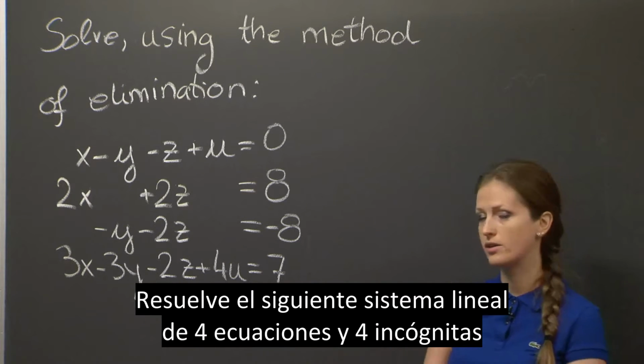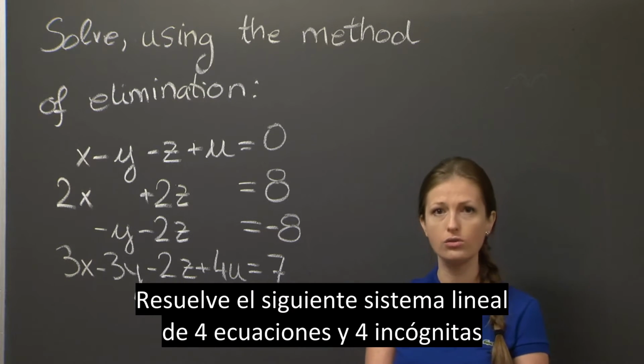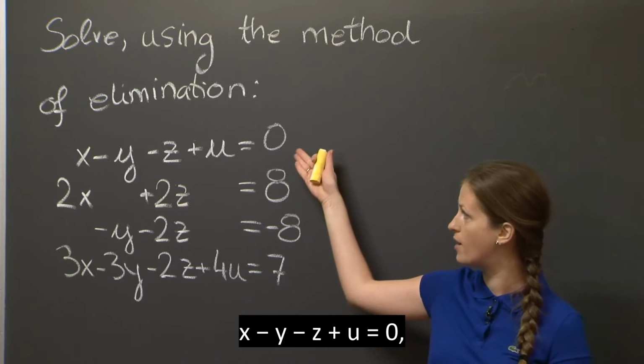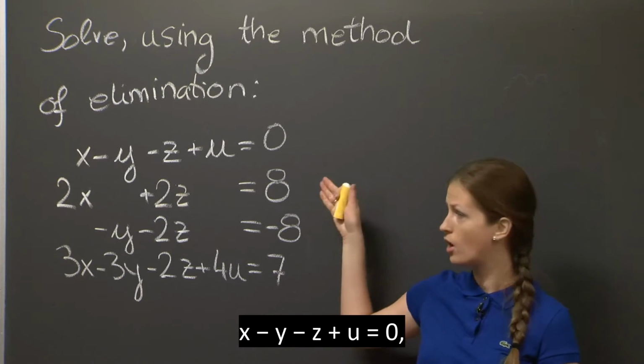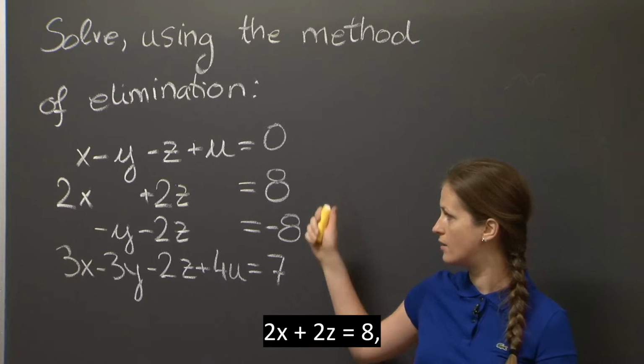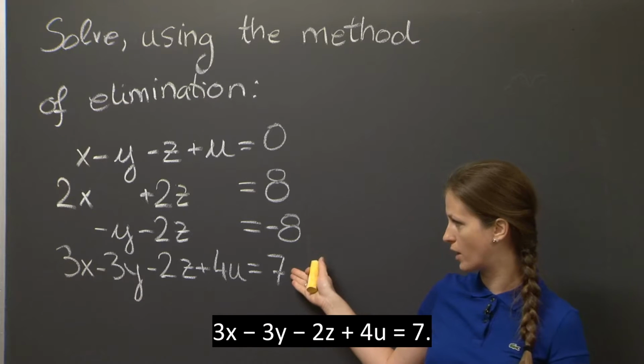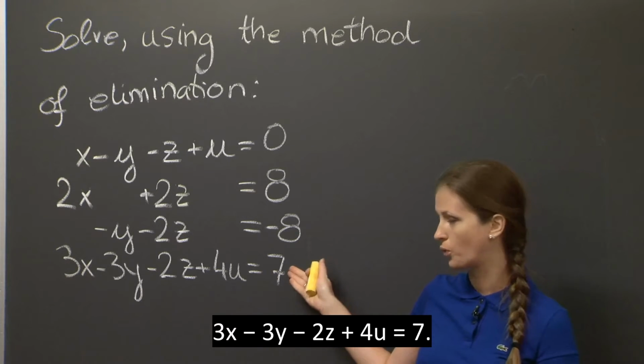Solve the following linear system with 4 equations and 4 unknowns using the method of elimination. The system is x minus y minus z plus u equals 0, 2x plus 2z equals 8, minus y minus 2z equals minus 8, and 3x minus 3y minus 2z plus 4u equals 7.